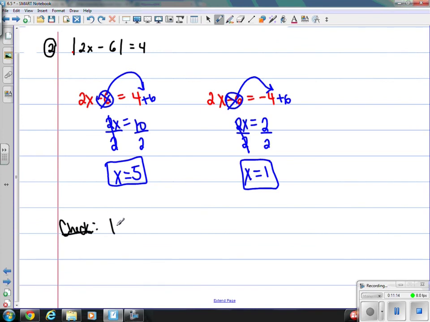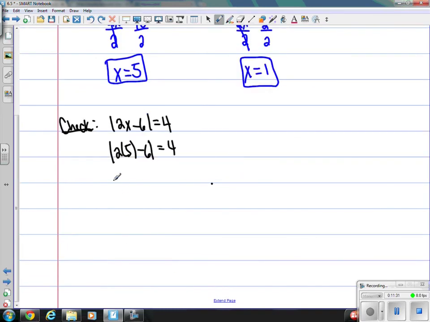Alright, we say the absolute value of 2x minus 6 equals 4. Except this time I replace x with 5. So 2 times 5 minus 6 equals 4. So 2 times 5 is 10, minus 6. So the absolute value of 10 minus 6 is 4. And the absolute value of 4 is positive 4, and 4 equals 4.